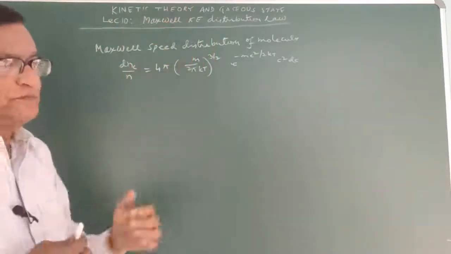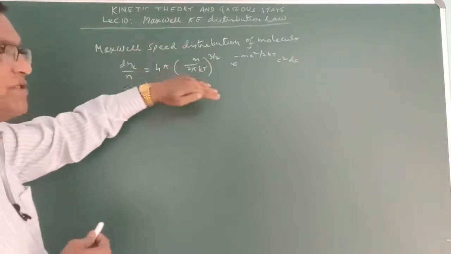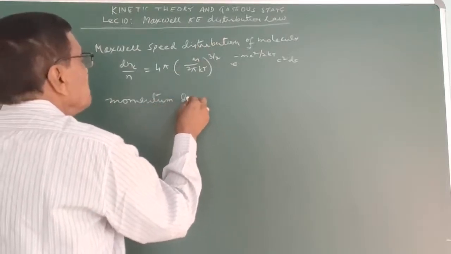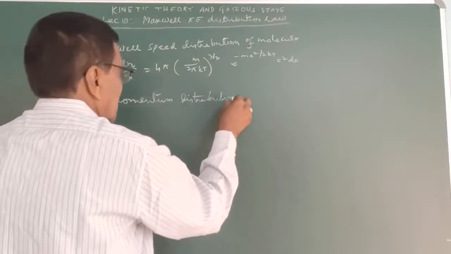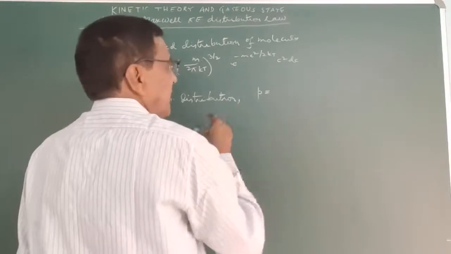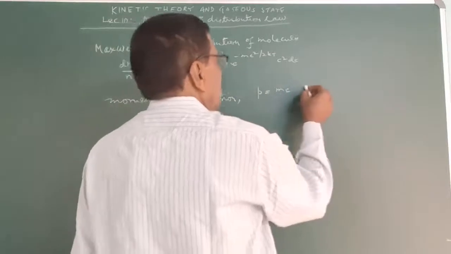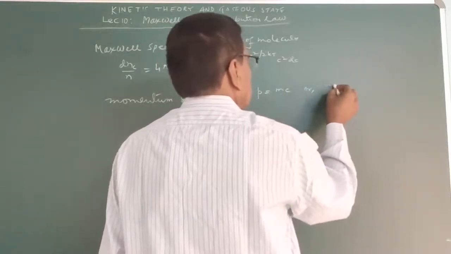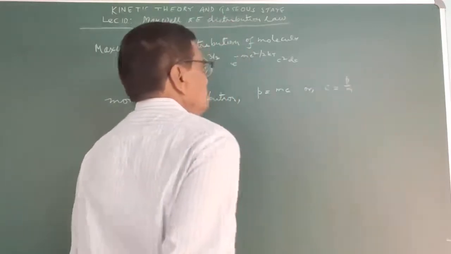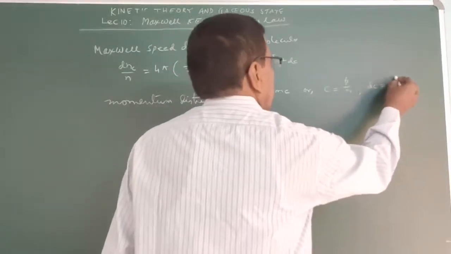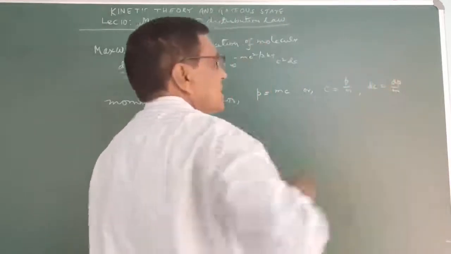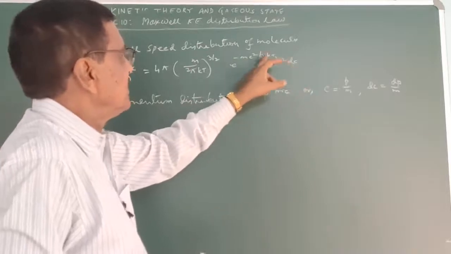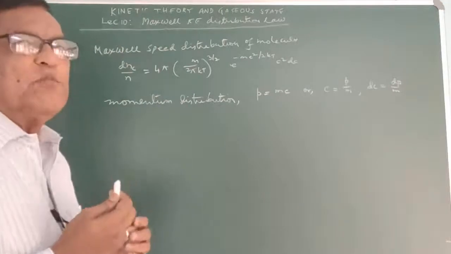And if we like to transform this speed distribution into momentum distribution, then p, the momentum, equal to mc. From this you can write dp, or c equal to p by m, or dc equal to dp by m. This p is the momentum of this molecule. So if you put here, you can replace c square and dc, and then you can have the momentum distribution formula.